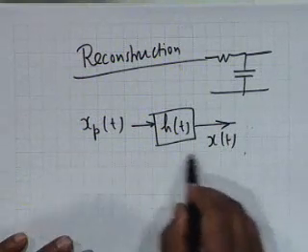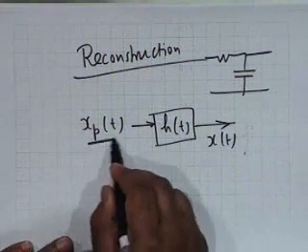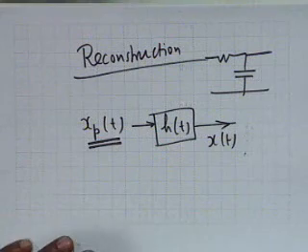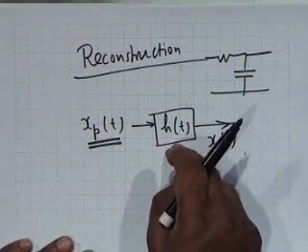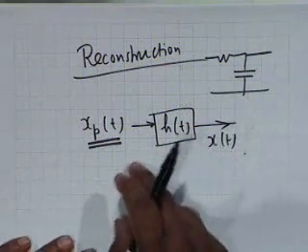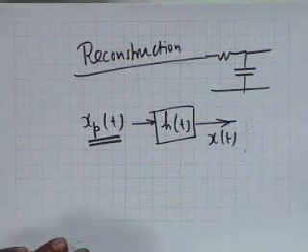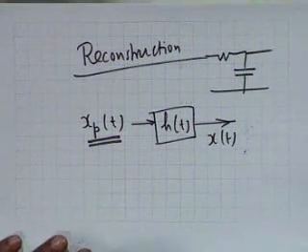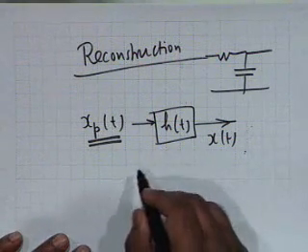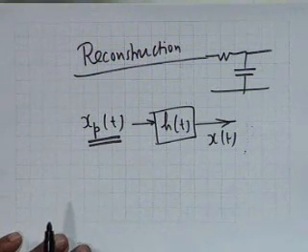Now, there are too many ideal things in this. First is that xp of t is already an idealized concept, because an impulse cannot be realized. h of t is not realizable. It is the impulse response of an ideal low pass filter, and therefore there is a lot of non-idealness involved in this. However, even with this non-idealness, in practice it is instructive to find out an exact formula for reconstruction, which we shall do in a moment.